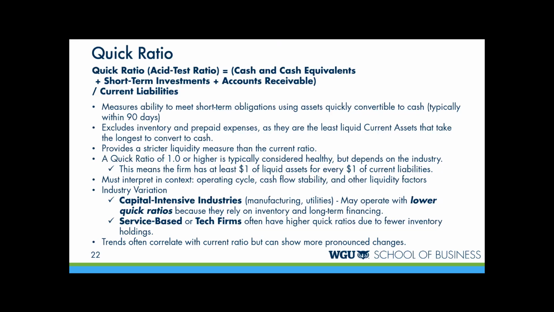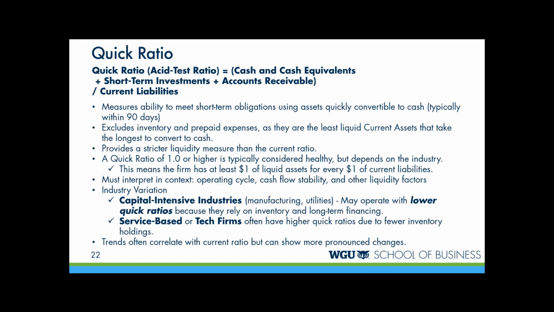It's going to exclude all inventory and prepaid expenses because those are our least liquid current assets and take the longest to convert into cash. And it's going to provide a much stricter measure of liquidity than the current ratio. In general, a value of 1.0 or higher is considered healthy, but again, the value is going to depend on the industry. And our interpretation, if it's got a value of 1, it means that we have at least $1 of liquid assets to cover every dollar of current liabilities.